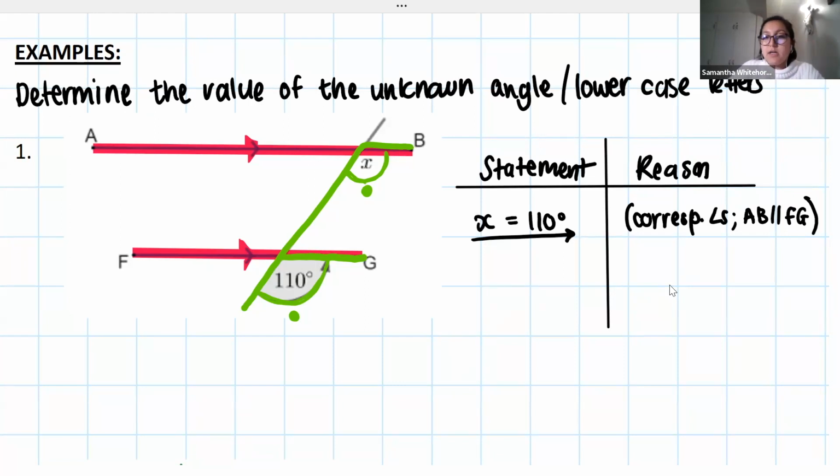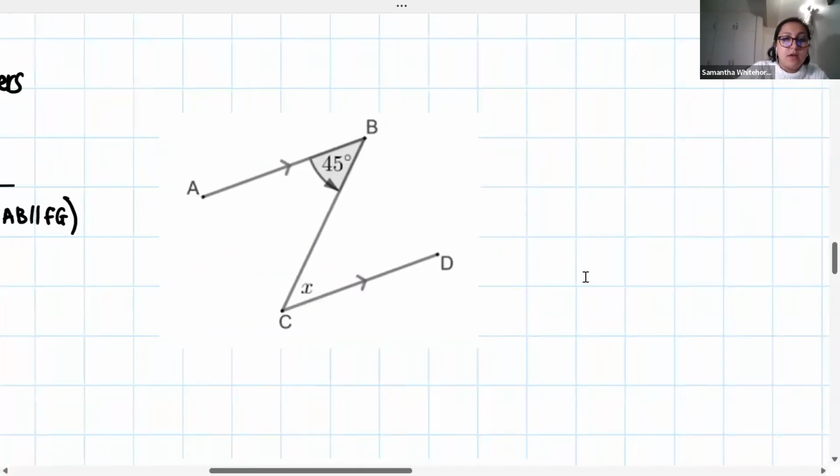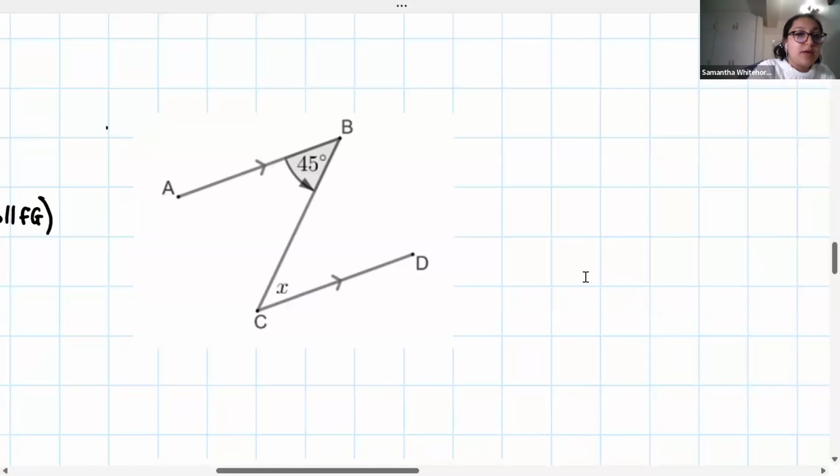Right, take your screenshots. If anyone has any questions, now's the time to raise your hand. Otherwise, we're going to have a look at another example. Nice, guys. So let's have a look at question 2.